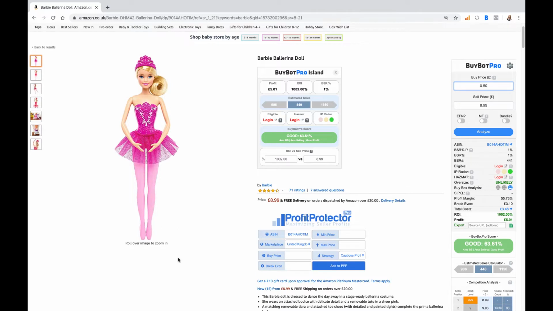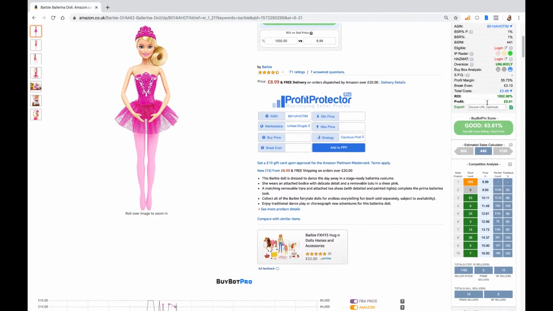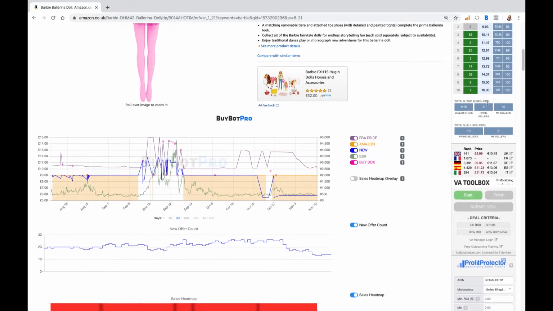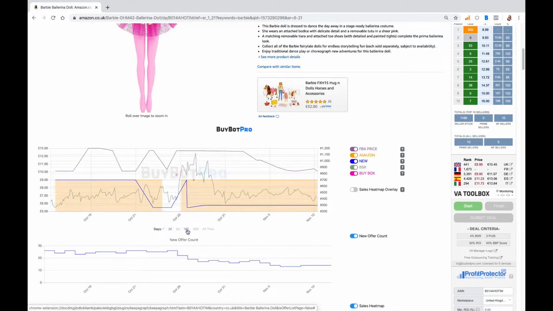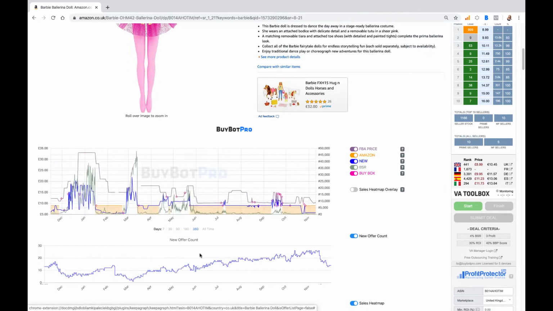In this video, I want to show you how the graphs in BuyBot Pro work. So I've gone to an Amazon page and I've analysed a deal. So if we come down and have a look at the graphs, I can talk you through how they work. Each of the graphs automatically defaults to 90 days, so you're looking at a 3-month graph immediately. You can toggle different days that you want to look at down at the bottom here, and that will change all the graphs that you're looking at.